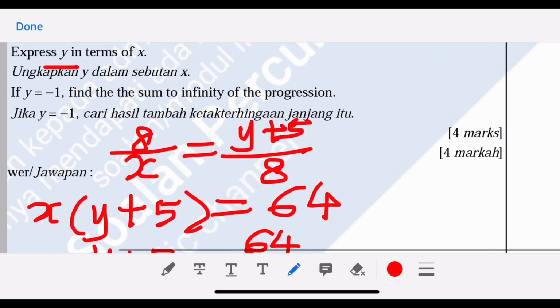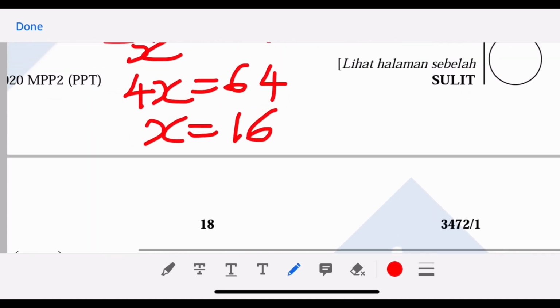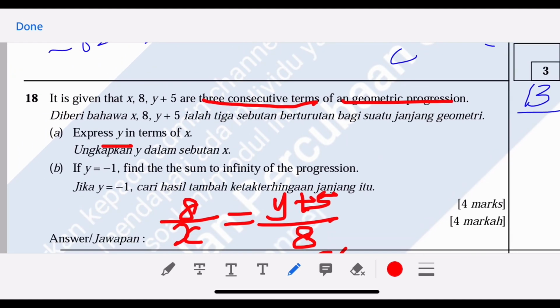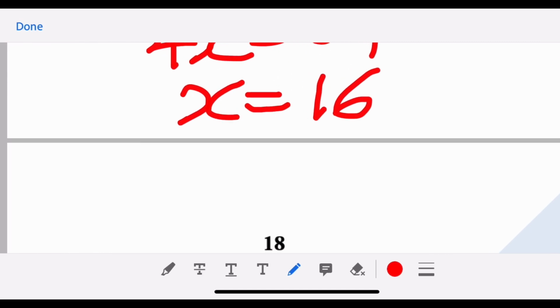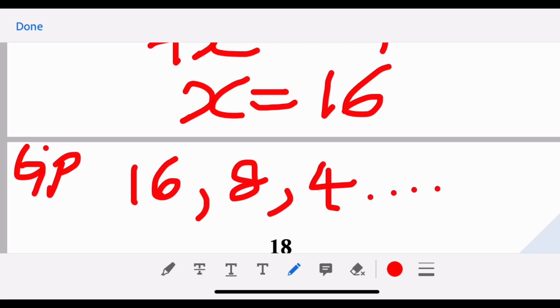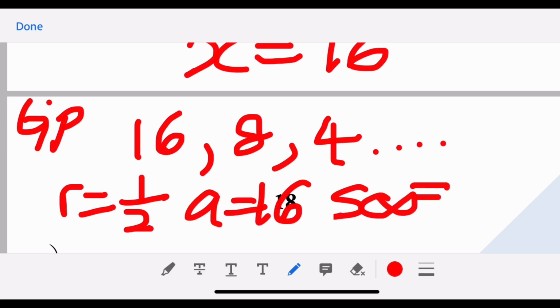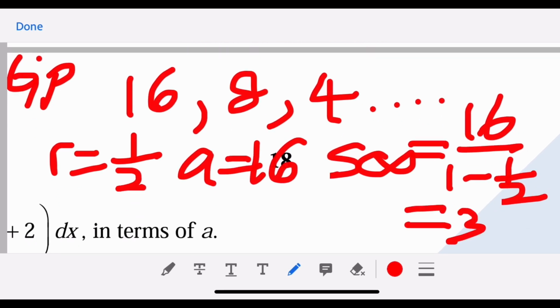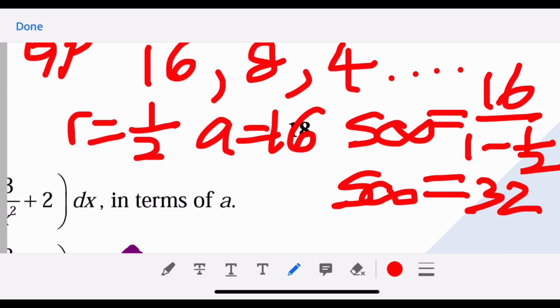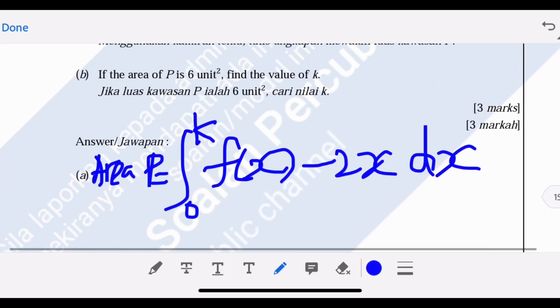So with that, we can list out the 3 terms, and then we can find sum to infinity. We assume that the first term is our x, which is 16, so we use a. First term is 16, second term 8, and then third term is 4. So our common ratio will be 8 over 16, or 4 over 8, which is 1 over 2, which is less than 1. For sum to infinity, the magnitude of r must be less than 1. So the sum to infinity formula is a over 1 minus r, so 16 over 1 minus half. So sum to infinity is equivalent to 32. So this is quite simple, right, for the GP.